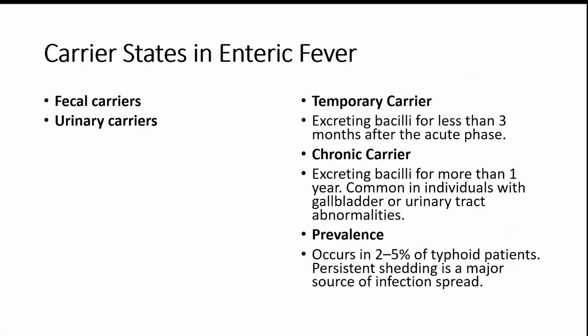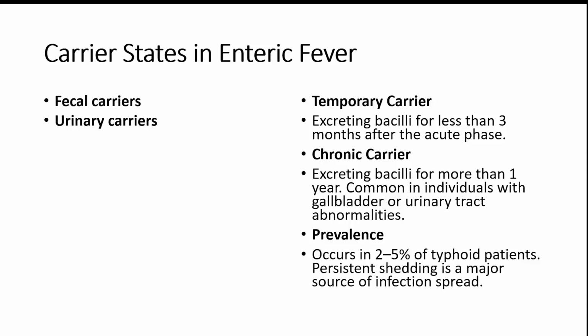Now the carrier state of enteric fever: there are two types of carriers, fecal carriers and urinary carriers. Fecal carriers shed Salmonella typhi in their feces, and the urinary carriers shed the organisms in their urine. The carriers can be classified into temporary carriers or chronic carriers. Temporary carriers are those who excrete the bacteria for less than 3 months. The chronic carriers are those who excrete the bacteria for more than 1 year.